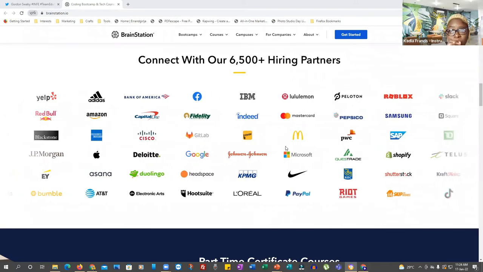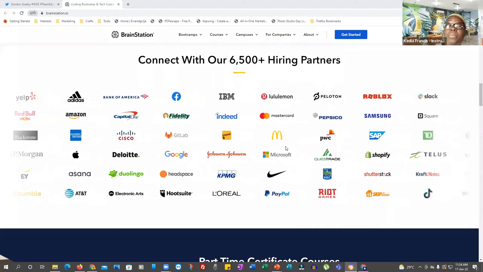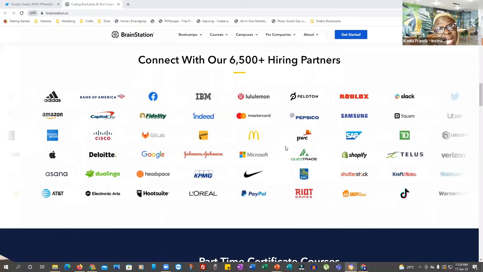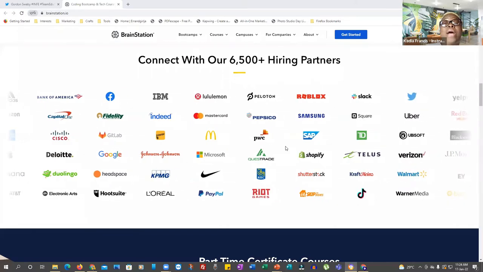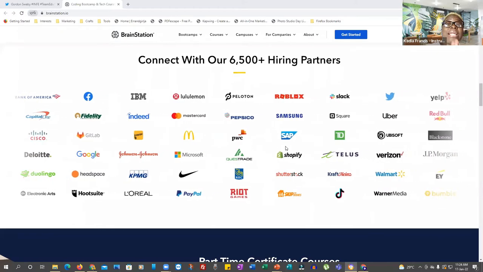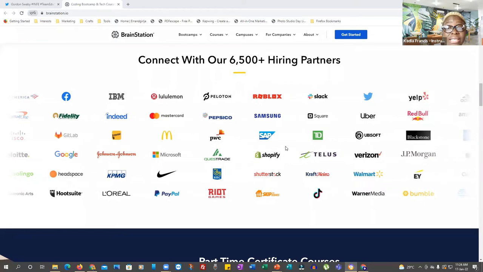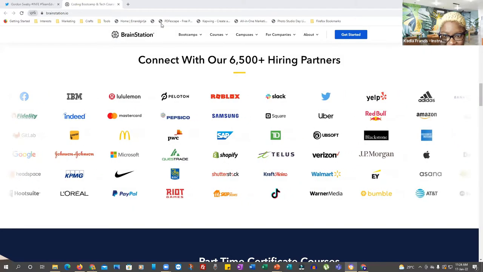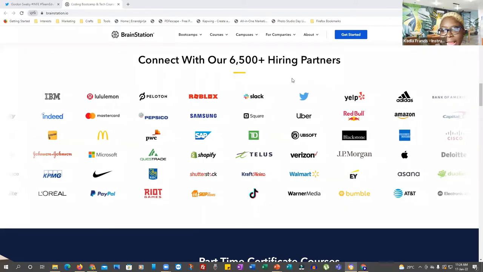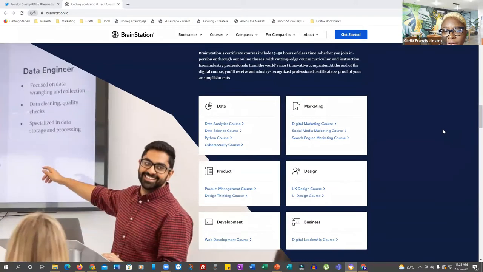Now, part of what this company does is when they train you, they put you in their referral program, which is a hiring program. And so what they're trying to say is once you have trained with us, you stand a chance of being hired by one of these companies because they trust our training. That's what this is saying, right, guys? All right, let's scroll on further.